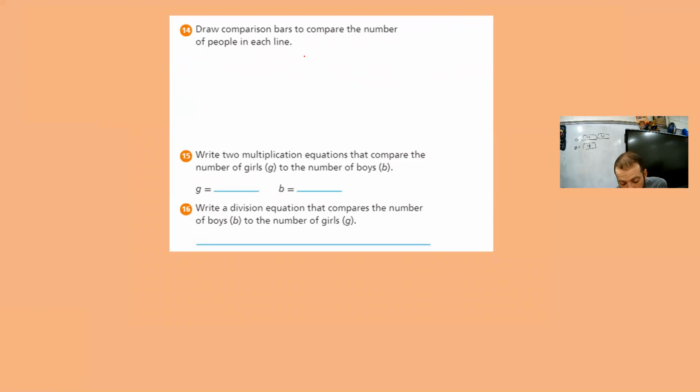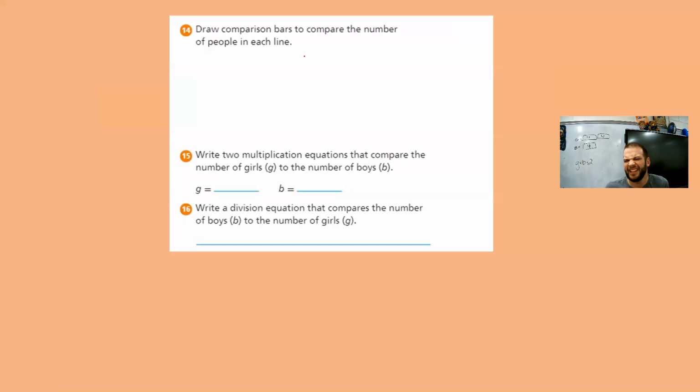Write two multiplication equations that compare the girls to the boys. Okay, so let's do the easy one first, boys. So that would find the girls. Boys times 2 equals girls. So B times 2 equals G, or G equals B times 2, right? Because we're just using a letter to represent them, so G equals B times 2.